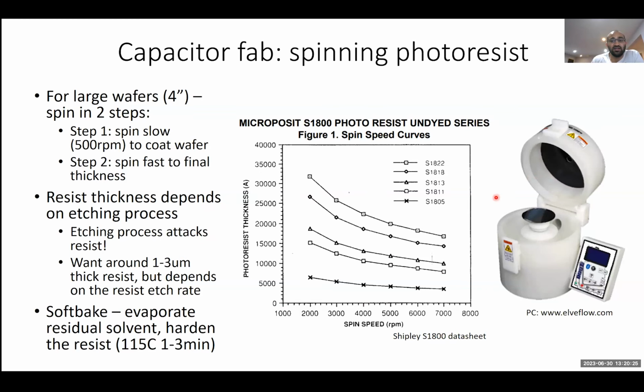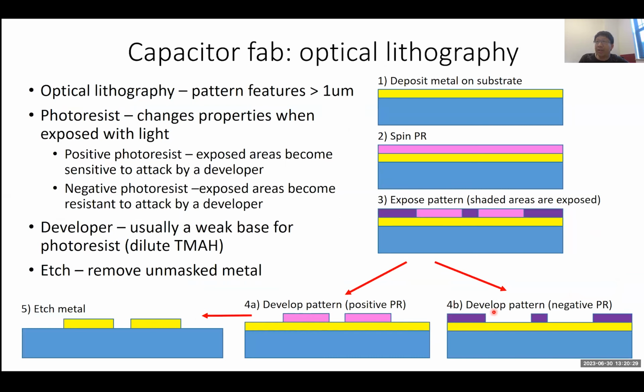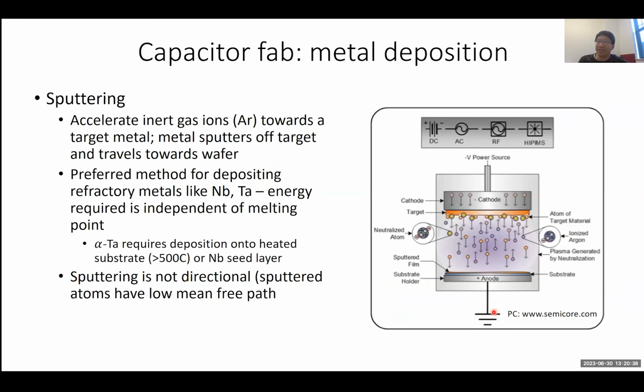Spinning photoresist is done. Yes. Yeah, there's a couple questions from earlier on the deposition. Sure. Why do you use a niobium seed layer for alpha tantalum, and what thickness of the seed layer is needed?